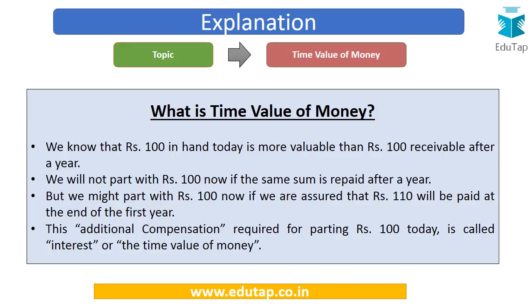Now this additional compensation, the difference between rupees 100 and rupees 110, is the requirement for parting with rupees 100 today, and this is the interest, or what we call the time value of money. So this is the time value of money: rupees 100 today, rupees 110 1 year from now. The difference between these two is nothing but the time value of money. Money grows with time.